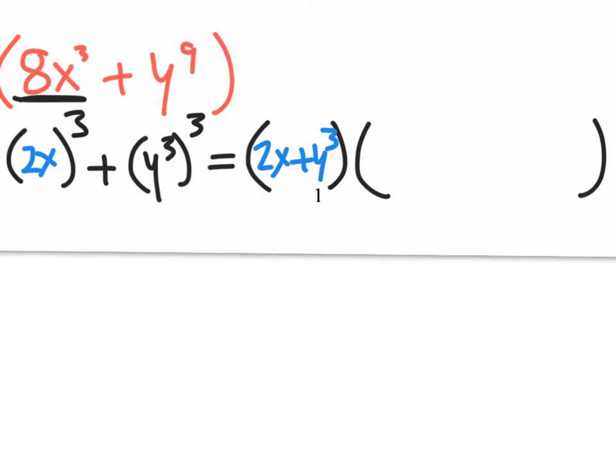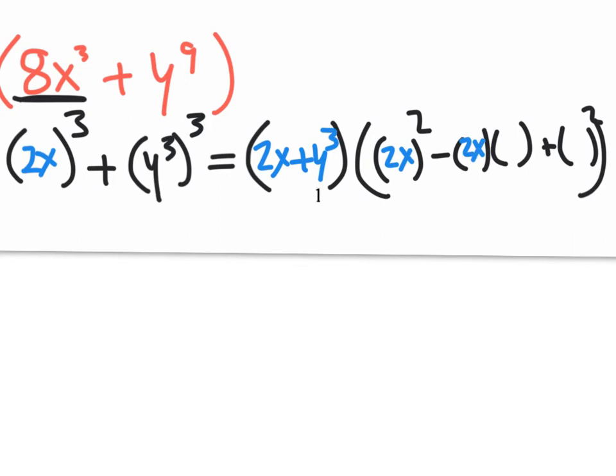And in the trinomial, I'm going to have a squared. So what I'm going to do is put a squared, and then it's going to be a minus a times b, and then the plus b squared. Okay? So again, a is 2x, a is 2x, b is y to the third, b is y to the third. That's an ugly 3, I apologize.